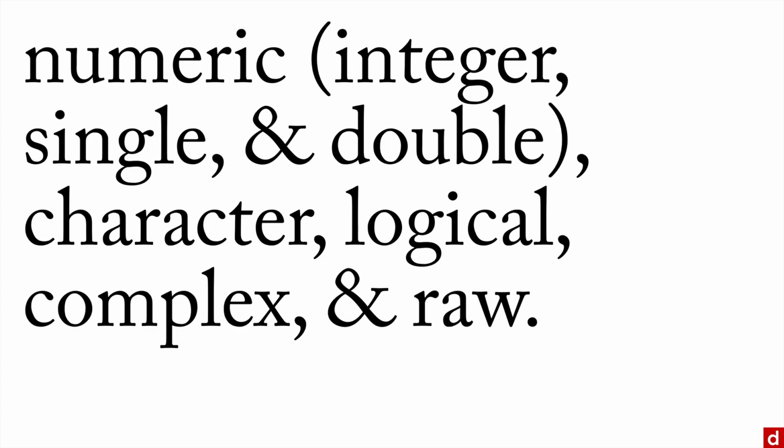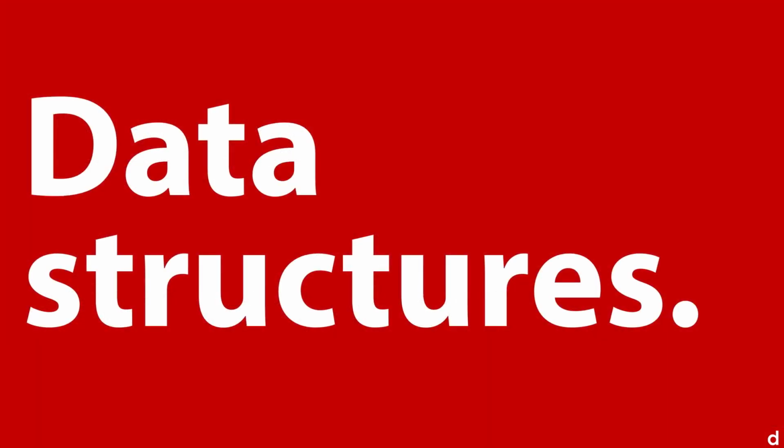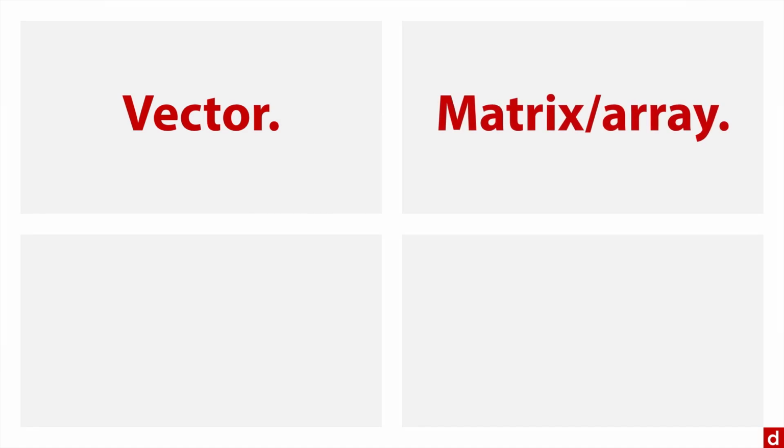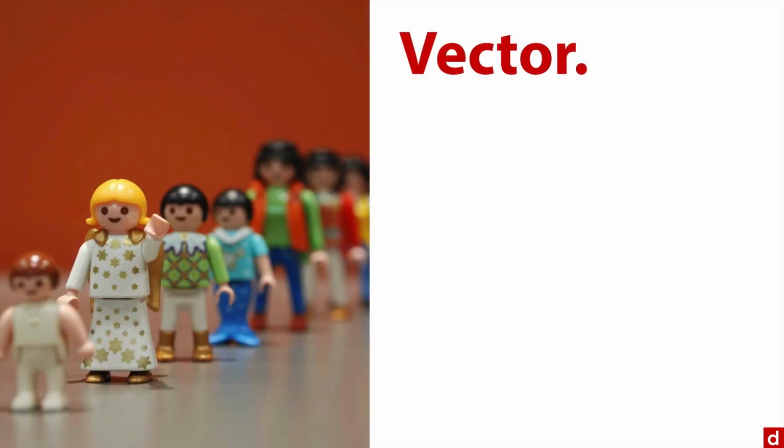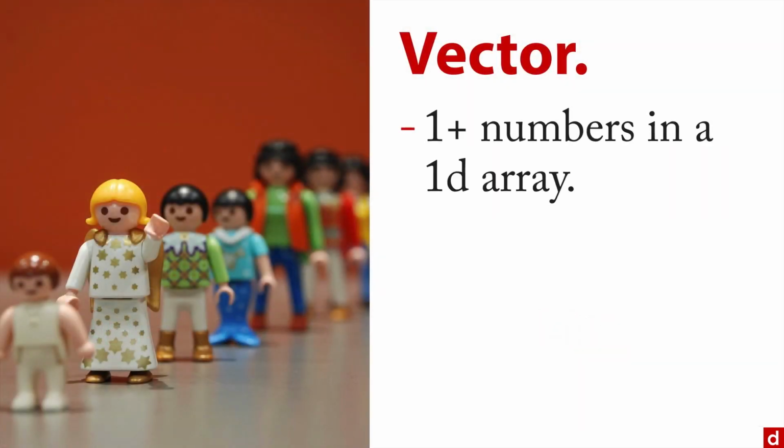But regardless of which kind that you have, you can arrange them into different data structures. The most common structures are vector, matrix or array, data frame, and list. We'll take a look at each of these. A vector is one or more numbers in a one-dimensional array. Imagine them all in a straight line. In other situations, if it's a single number, it would be called a scalar. But in R, it's still a vector. It's just a vector of length 1.